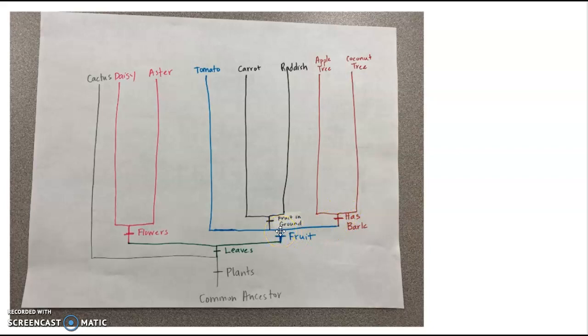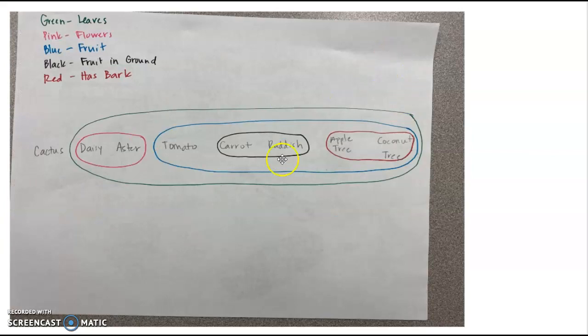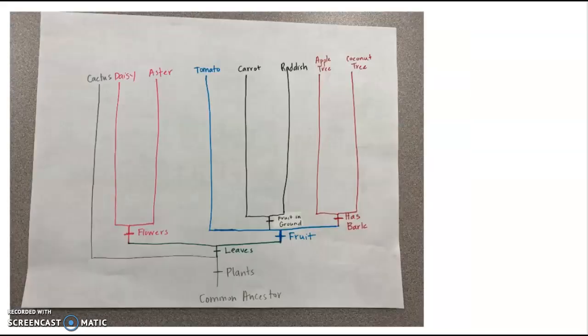Tomato did not have any other characteristics. It is just a plant with leaves and a fruit. So it comes off here and it's by itself. Now, since there was a circle, the carrot and radish were inside of a circle. They have another characteristic, and that is the fruit is in the ground. So we put another line up with the new characteristic. Therefore, we know it has fruit in the ground, and we have both the carrot and radish coming off there because there's no more circles inside of that black circle.